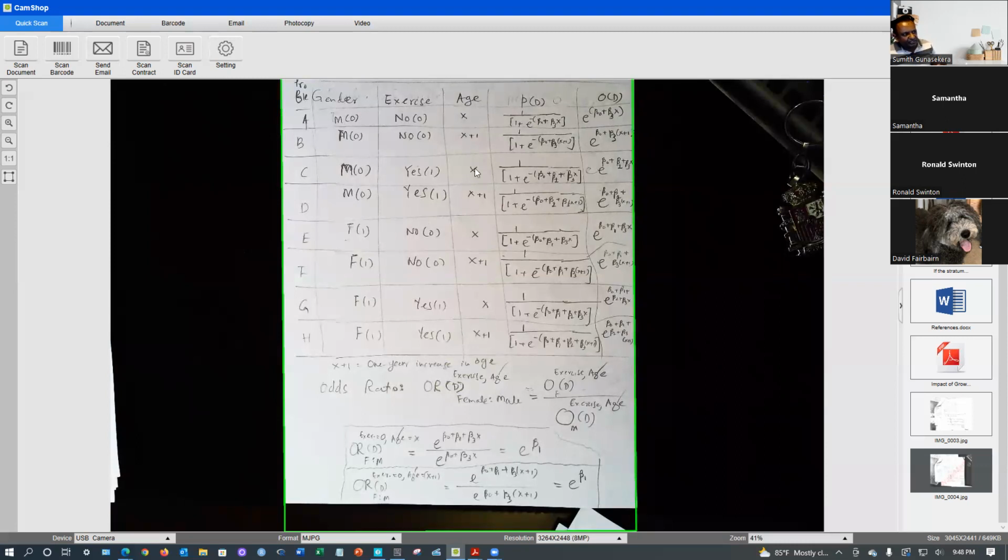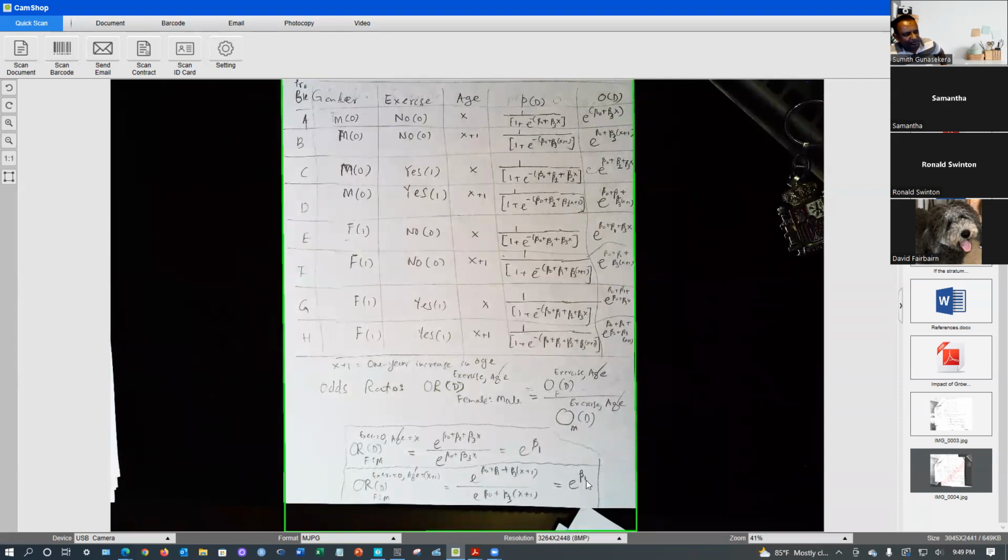I'm going to do the same thing between all the options by changing the option on this one. Look at it. Now I'm going to say x equals 1. Exercise is still 0, but age I'm going to increase to x plus 1. Exercise 0, female 1. So for female, x plus 1: e to the power of beta naught, beta 1, beta 3, x plus 1, divided by the same thing for the male.